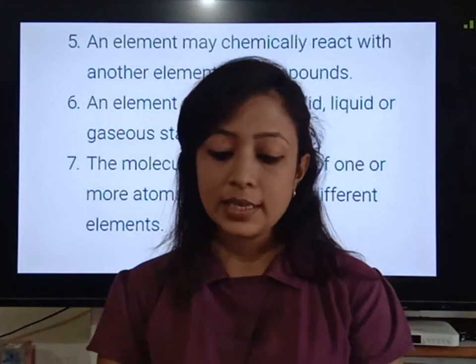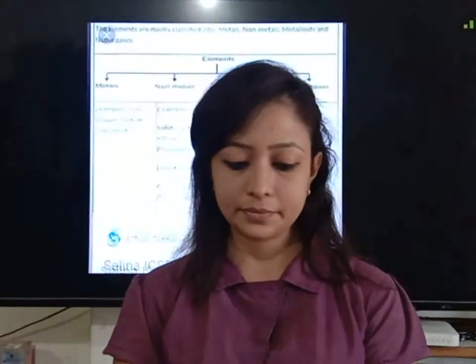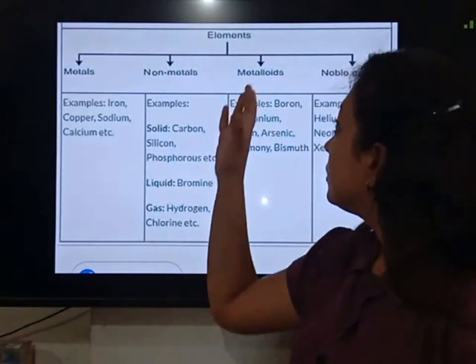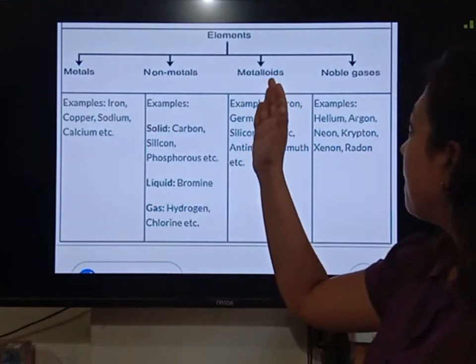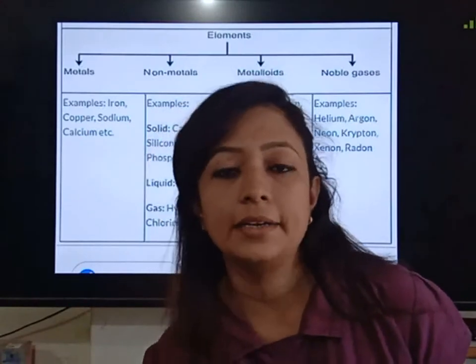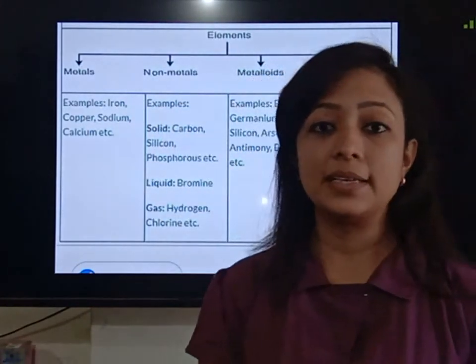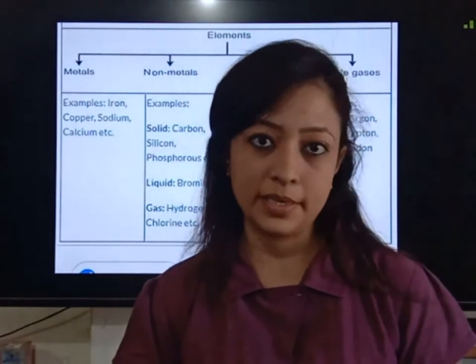Now children, these elements can be classified as metals, non-metals or metalloids. So let us see what their classification is. These elements are classified into metals, non-metals, metalloids and noble gases. So children, in 8th standard, you learn about metals and non-metals. So what are the differences between metals and non-metals?